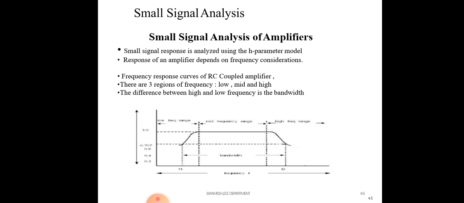region. Active region means the emitter base junction is forward biased and the base collector junction is reverse biased, because we are using the transistor as an amplifier, right? So we must operate the transistor in the active region only. If you want to use the transistor as a switch, you can operate the operating point above the active region, that is called the saturation region, and below the active region, that is called the cutoff region.